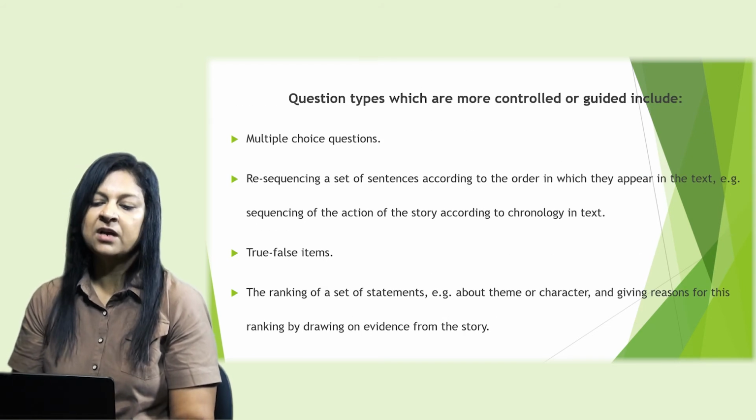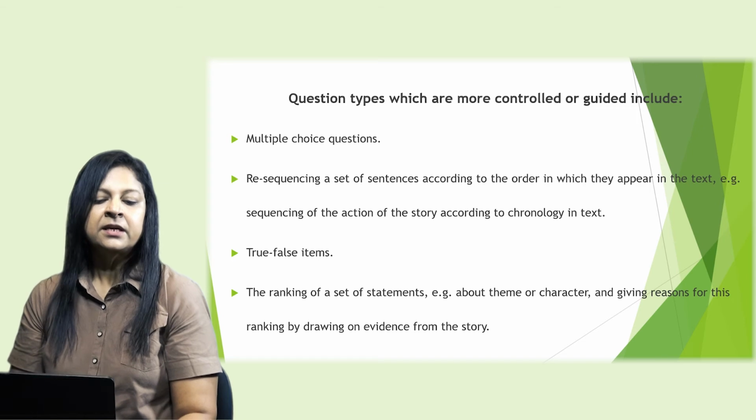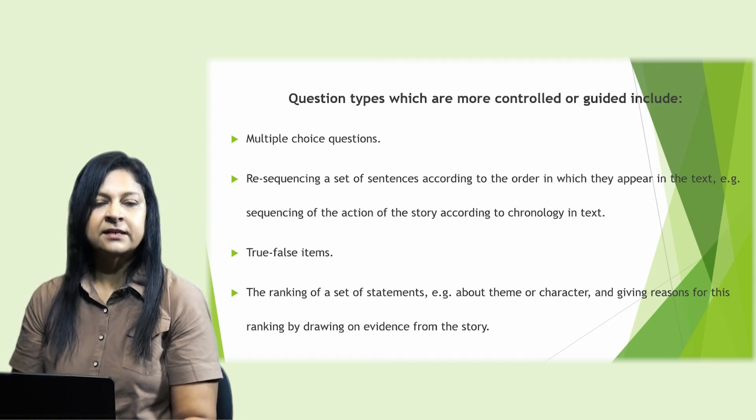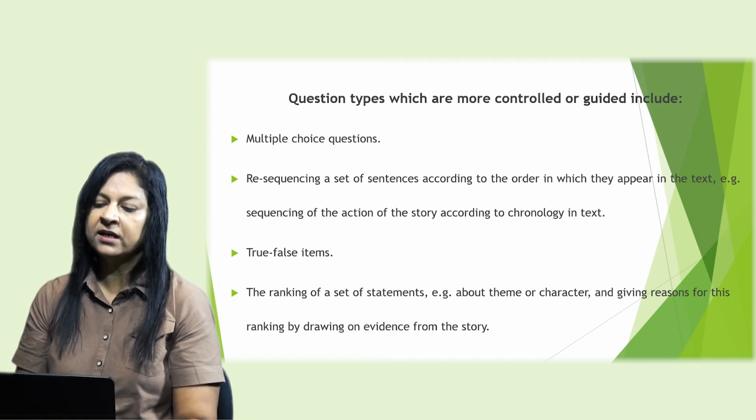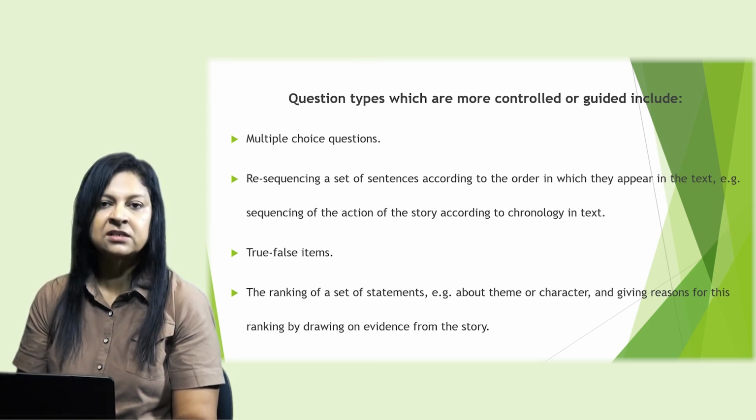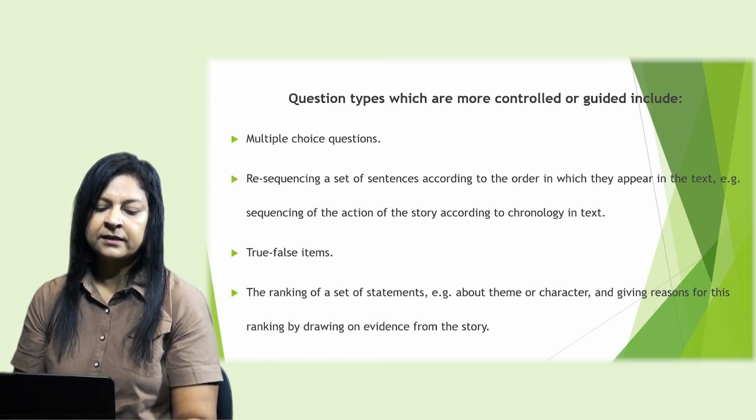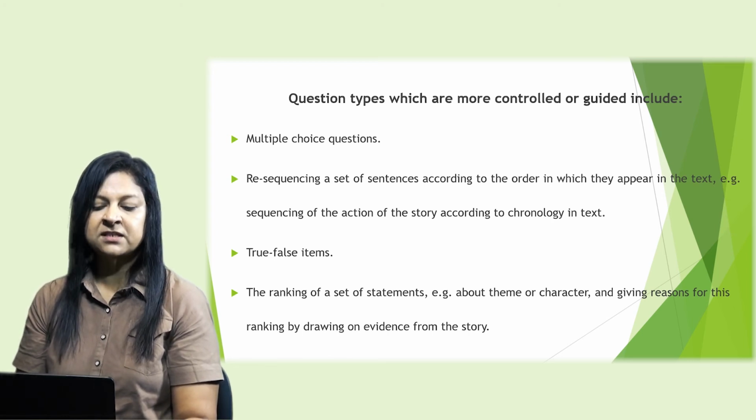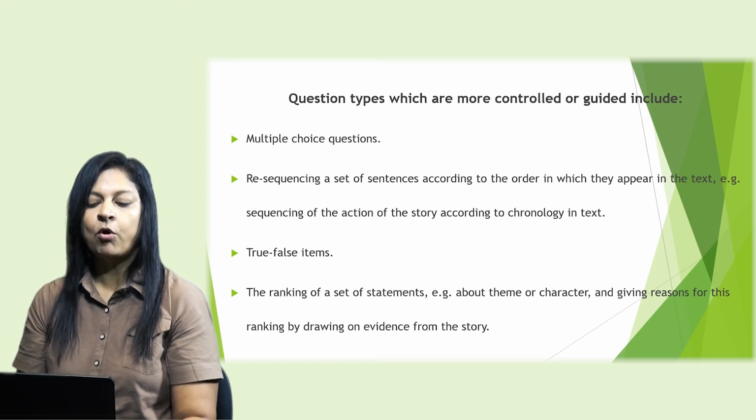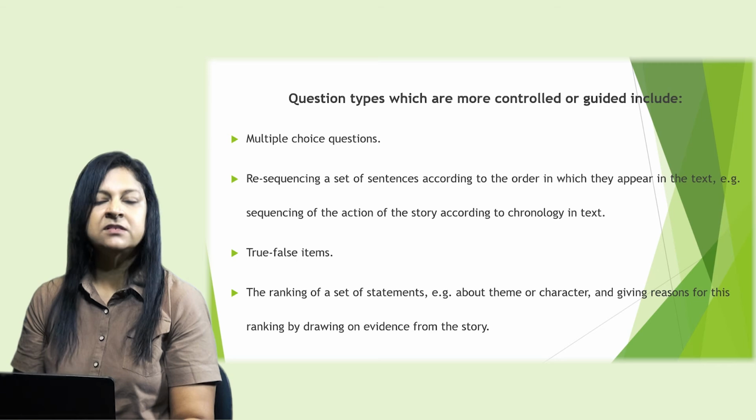Multiple questions which are more controlled or guided include multiple choice questions, sequencing a set of sentences according to the order in which they appear in the text. Example, sequencing of the action of the story according to the chronology in the text. True, false items. The ranking of a set of assessments. Example, about theme or character and giving reasons for this ranking by drawing on evidence from the story.